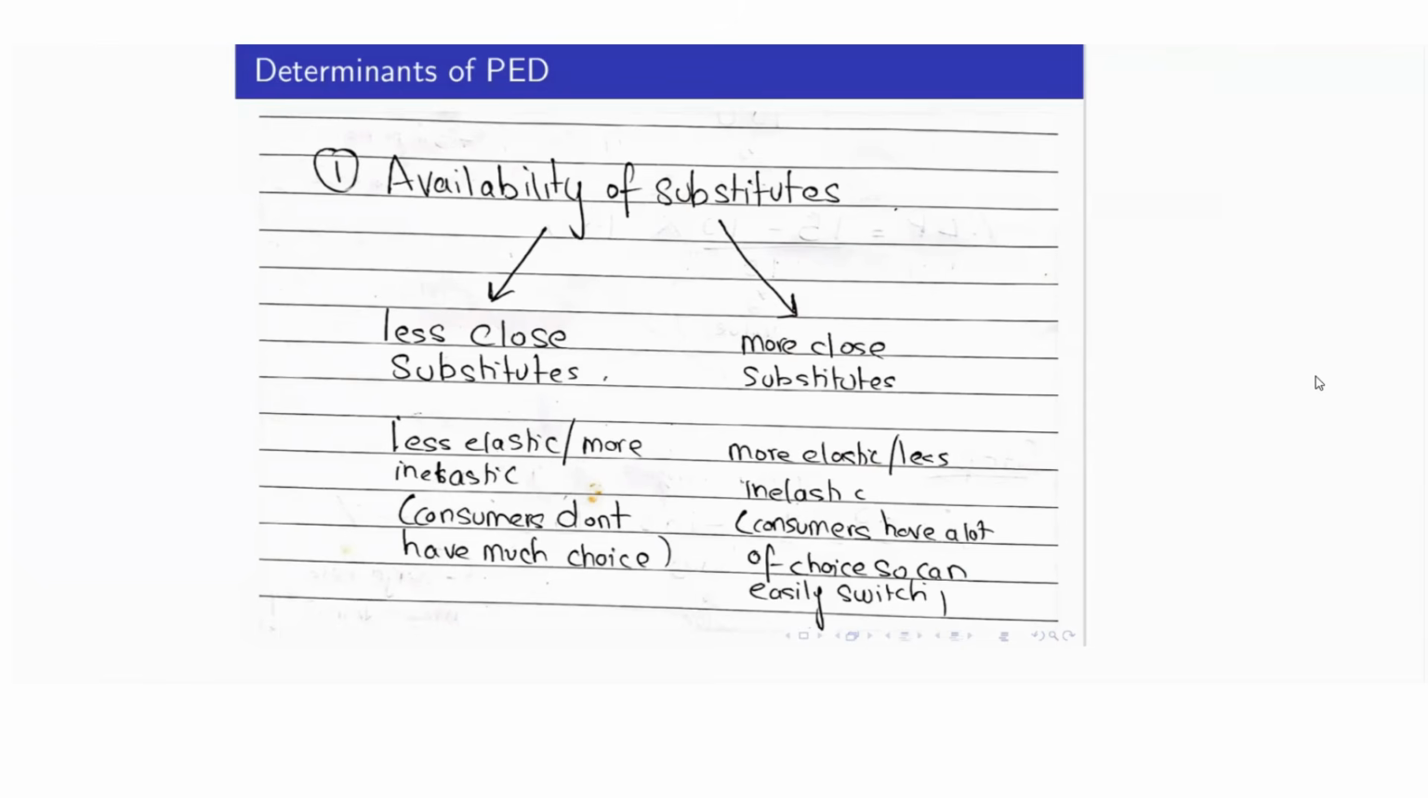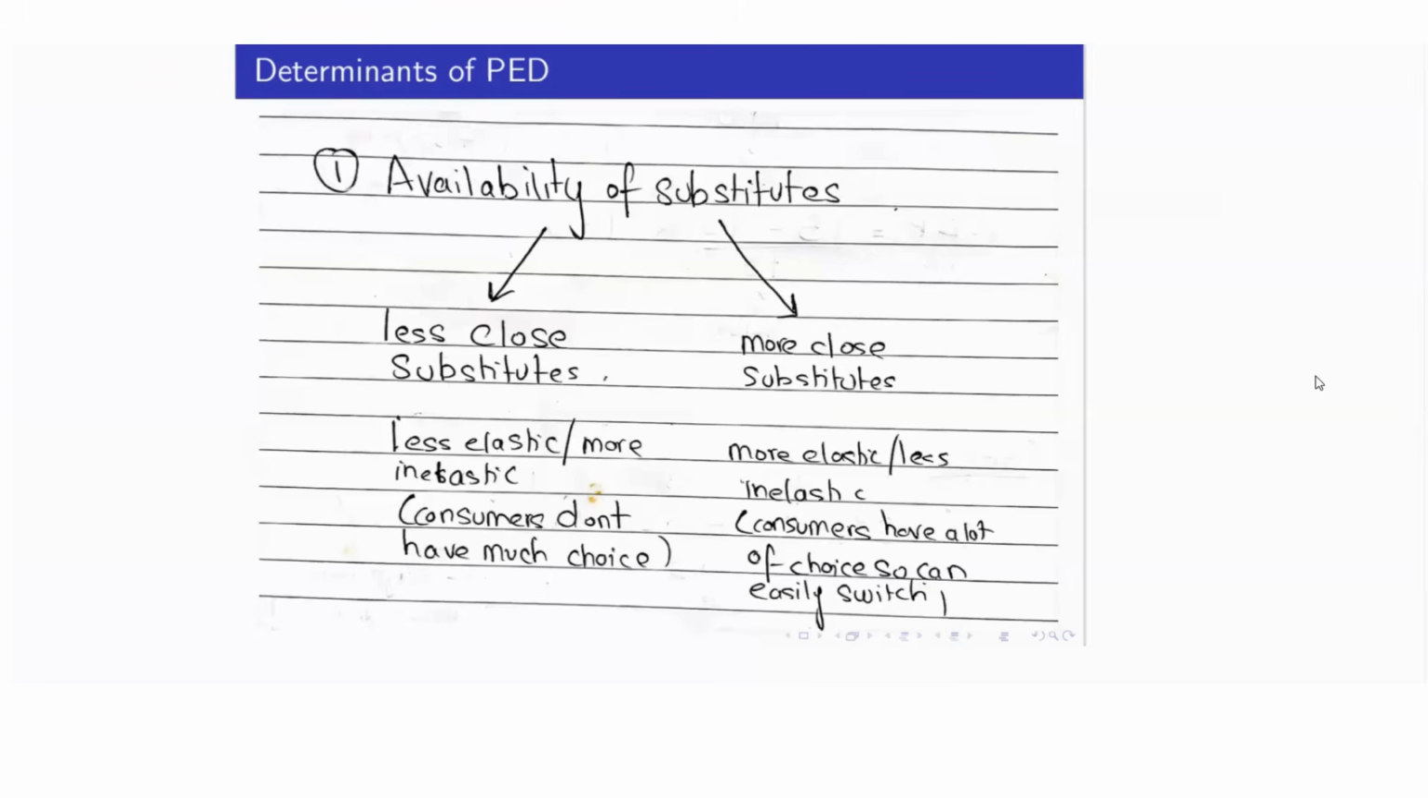On the other hand, if there are close substitutes, then you have more elastic demand. Consumers in this case have a lot of choice, so they can easily switch. Say the price of a good with a lot of close substitutes increases, then quantity demanded will fall by a lot. The responsiveness or sensitivity of demand will be a lot, as people will just switch to the substitute because your good is expensive.